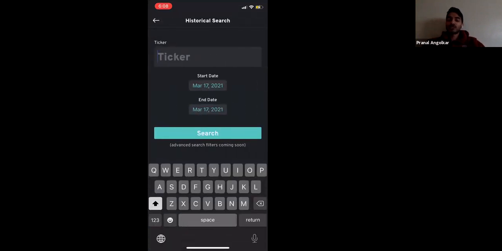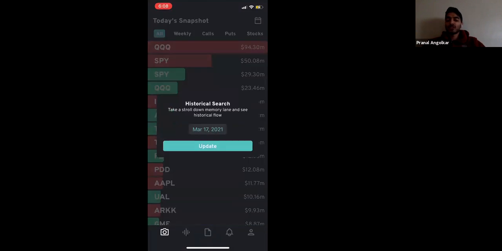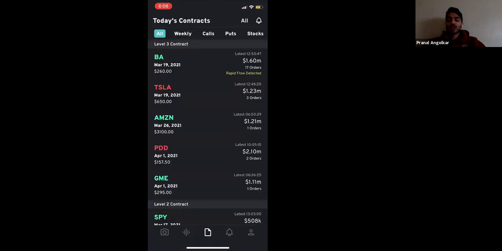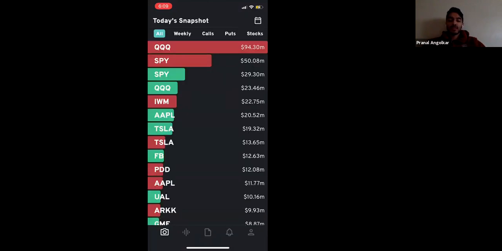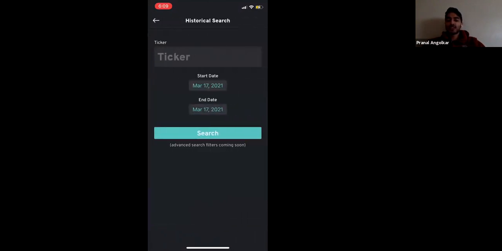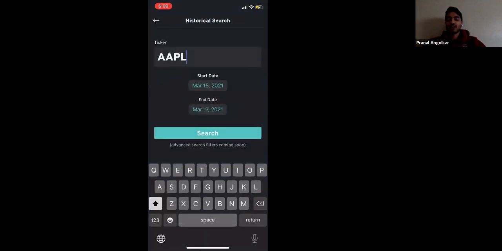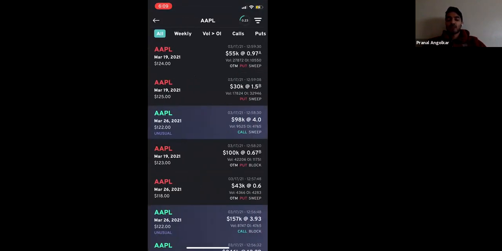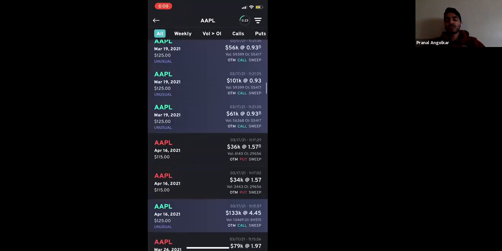So the first historical search on the main page was to change the full view. So if I change this to another date, the flow page, the contracts page, and the alerts page automatically change to the past day. On this historical indicator at the top right, you can actually search any stock. Hey, I just want to see all of Apple's flow for this week. Really cool. Then I can see from Monday through Wednesday all of Apple's flow that came in. Obviously, there's crazy amounts, but I can filter it out if I want to.